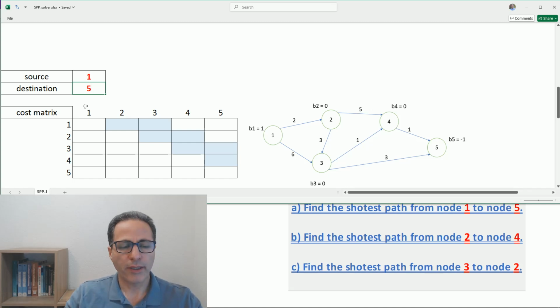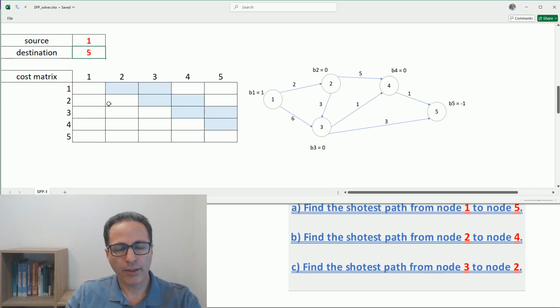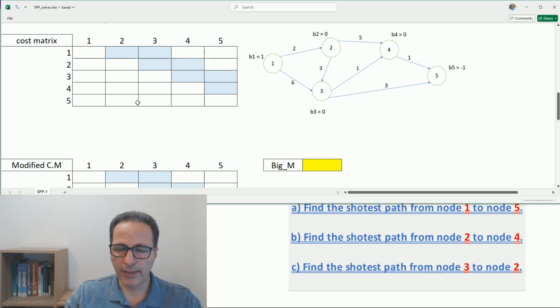But for all of them, all the calculations that we are going to do here are going to be the same. Only in the constraints we will change the source and destination. The rest will remain the same. So what is the cost matrix? We look at the graph and write the values here.